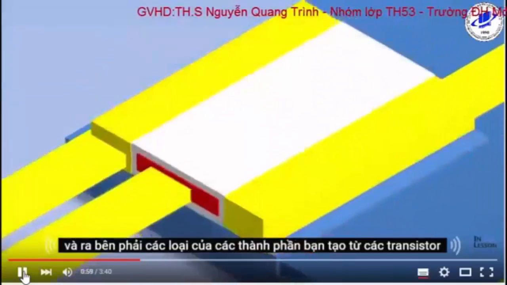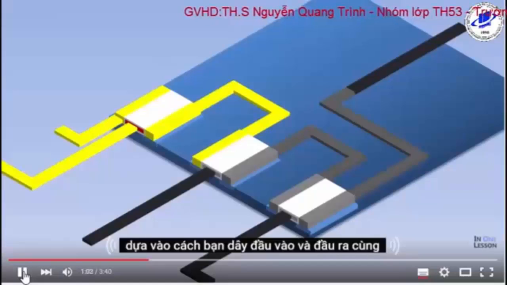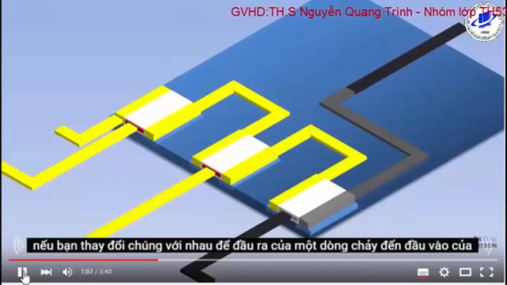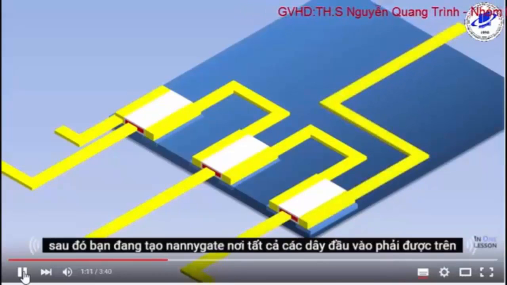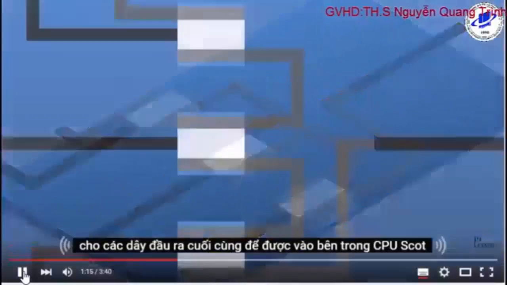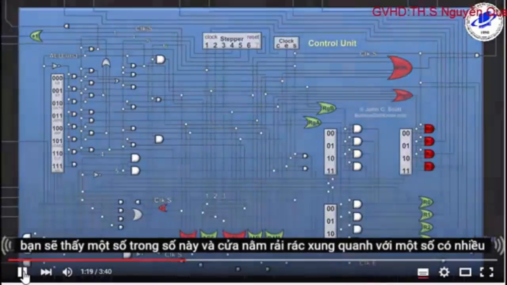The types of components you create from transistors are based upon how you wire their inputs and outputs together. If you chain them together so that the output of one flows to the input of the next, then you are creating an AND gate, where all the input wires must be on for the final output wire to be on. Inside the Scott CPU, you'll see a number of these AND gates scattered around, with some having more inputs than others.